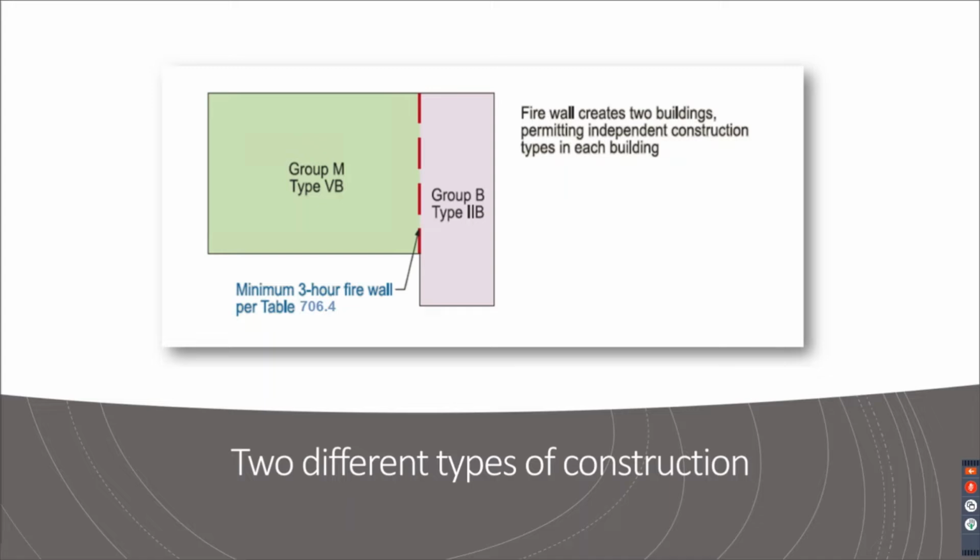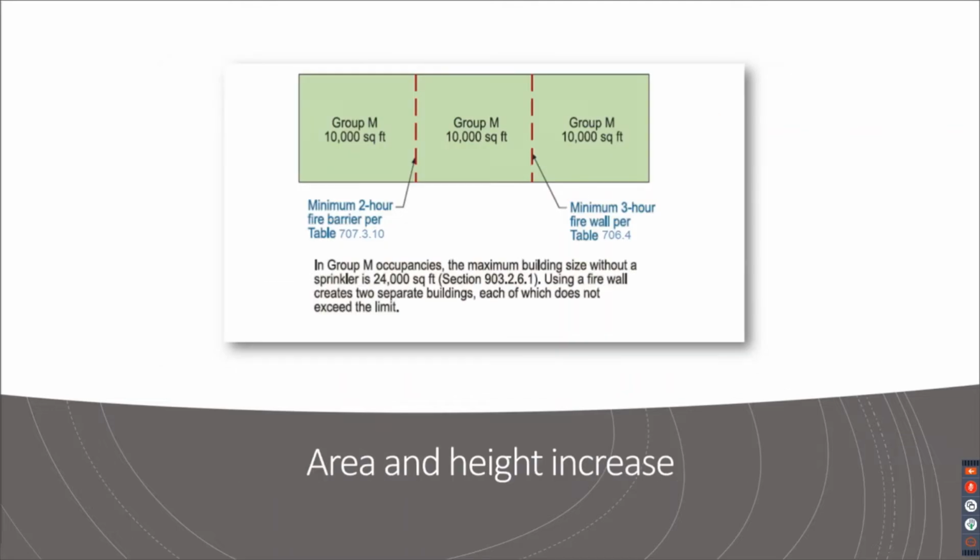This one's showing you the two different types of construction with the firewall in between. And as this one says, you need a 3-hour based on the type of construction, and you get that rating from table 706.4. So you know that you need a firewall. What rating is needed? Go to table 706.4. We will get there. Here's the visual for the area and height increase example. Without that firewall, this would not work. So they put the firewalls in to make this work with the area calcs and height increases.